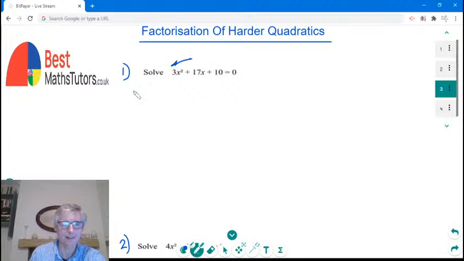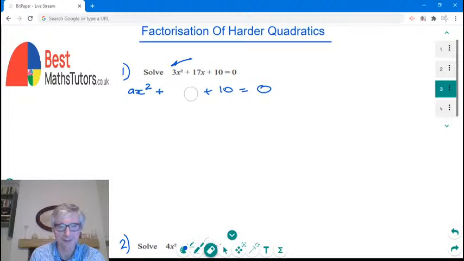And we can see that if we write a quadratic in its general form, we can say it's ax squared plus 17x plus 10 is equal to 0. Sorry, I've just made a little mistake there. That was not what I meant to say. I'm actually meaning to say ax squared plus bx plus c is equal to 0.